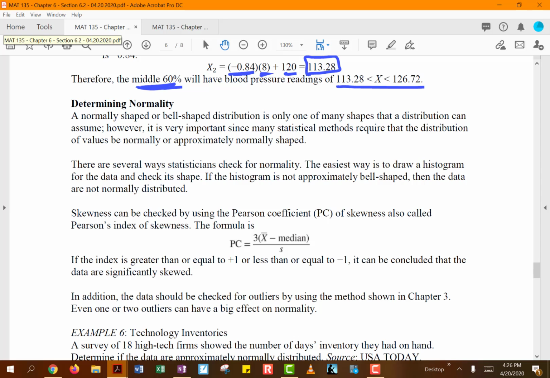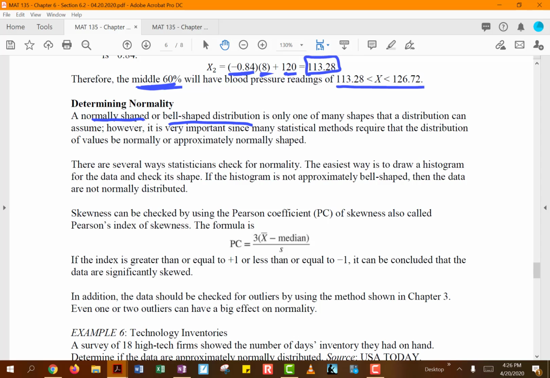So they are saying a normally shaped or basically a bell-shaped distribution is only one of the shapes that a distribution can assume, right? Because we know they can be left skewed or negatively skewed, they can be right skewed or positively skewed also. So if you're just looking at a distribution, then how do we know if it's bell-shaped or not? Or if it is even going to be normally distributed or not?